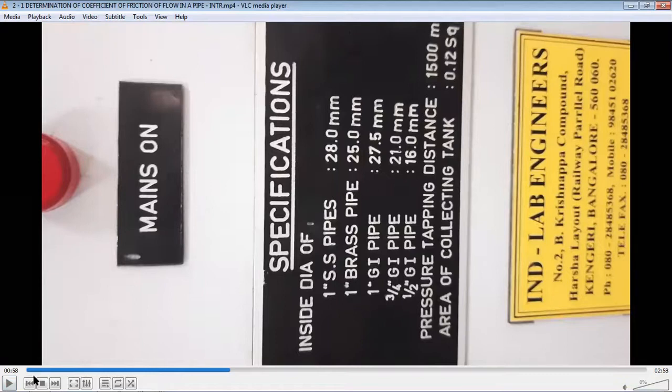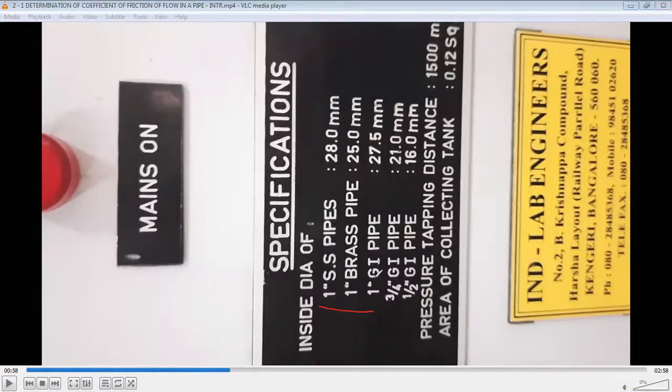Here you can see that there are three different pipes. One is stainless steel, brass, and GI pipe. All are 1 inch pipes, and the remaining three are the same pipe, but different in diameter. Actually, I made that one 1 inch, 3/4 inch, and half inch, not quarter inch. 3/4 inch and half inch. Sorry.